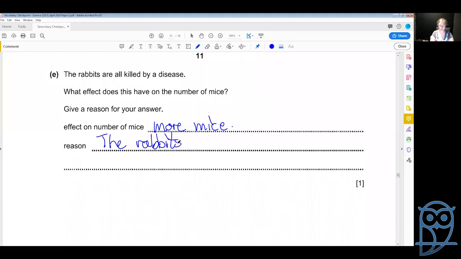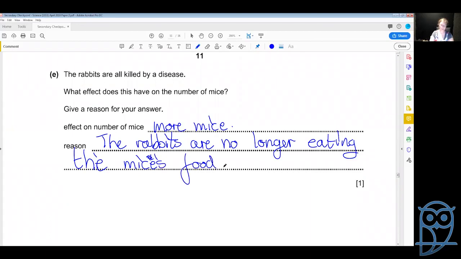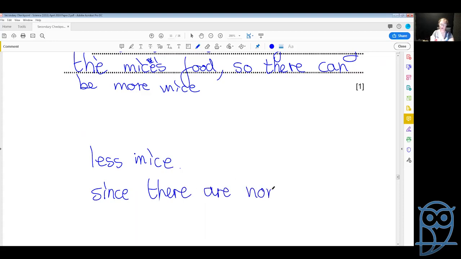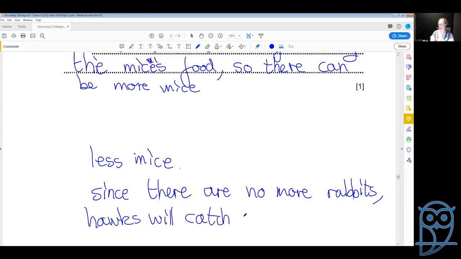So the rabbits are no longer eating the mice's food. There can be more mice. On the other hand, we can have less mice. So since there are no more rabbits, hawks will catch more mice.